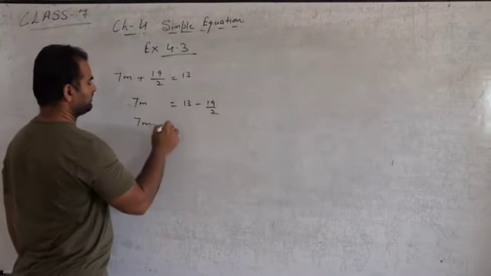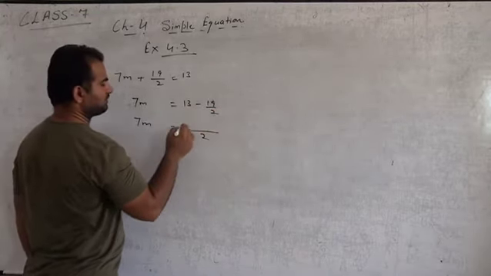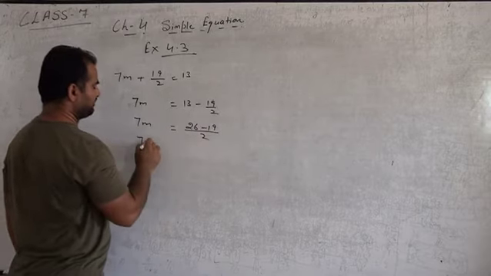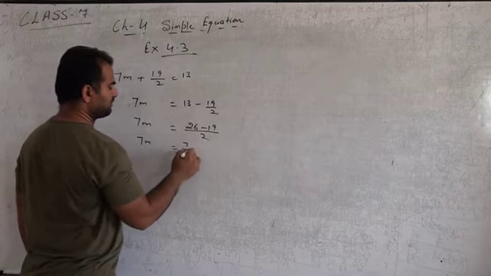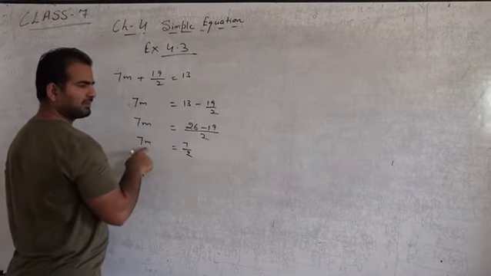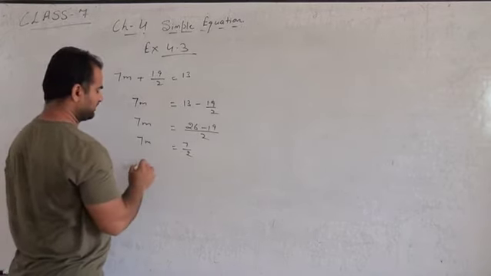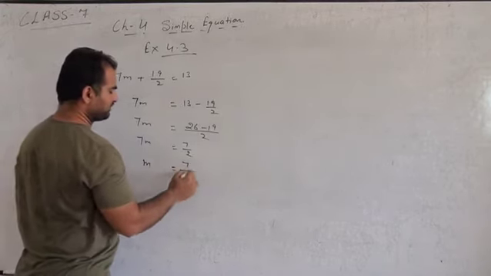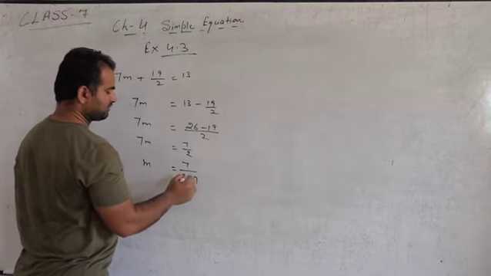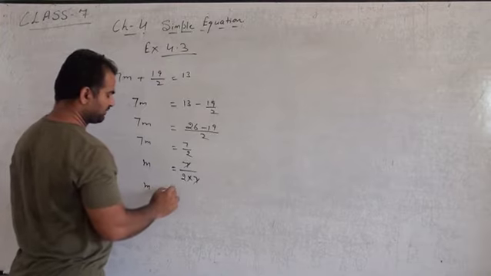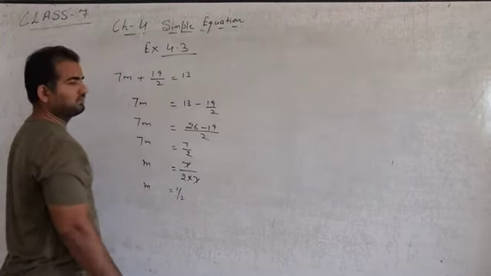So 7m equals, LCM will be 2, it will be 26 minus 19. So 7m equals 7 upon 2. This is multiplying with the 7 and it will be transposed to that side. So m will be 7 upon 2 upon 7. What is 7 done? So m will be 1 by 2.